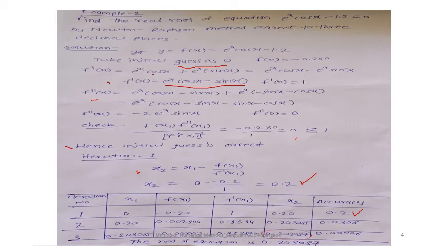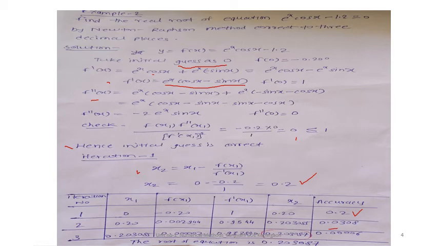Now the second iteration will be given by 0.2 minus f of 0.2 upon f dash of 0.2. So f of 0.2 is 0.002944, and f dash of 0.2 is 0.9544. Because of that, the x2 value will be 0.203085. Now the accuracy check is 0.203085 minus 0.2, which will give you the value 0.00308.